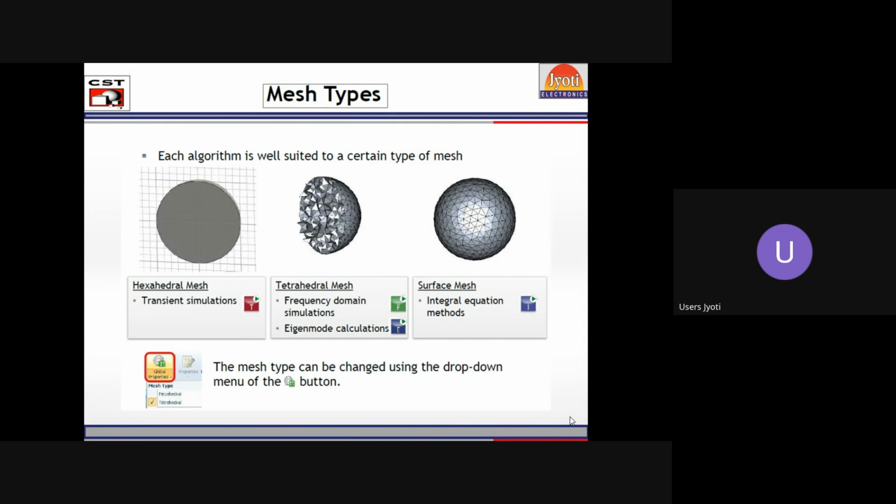As we discussed previously, according to our requirement, we choose the appropriate solver. Like if I want to design a broadband antenna, we go with the T solver. If I want a narrowband antenna, I will go with the F solver. If I want to analyze the RCS, radar cross section analysis, then I go with the S solver.